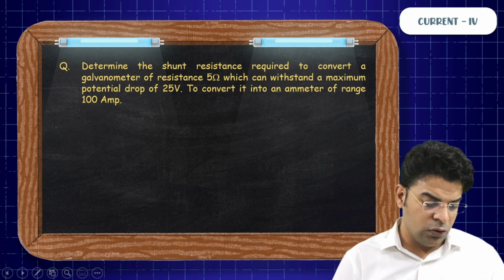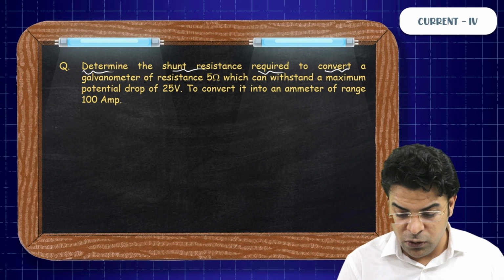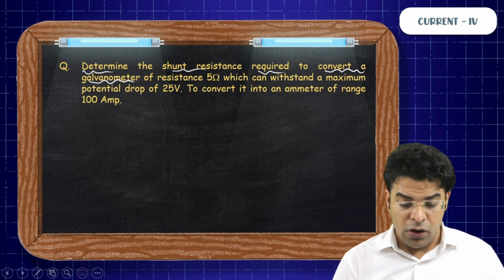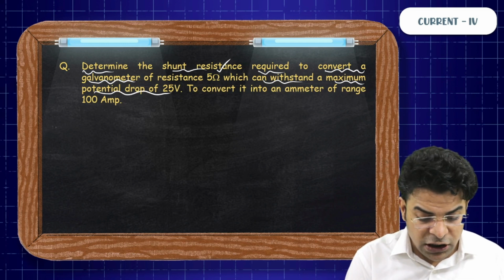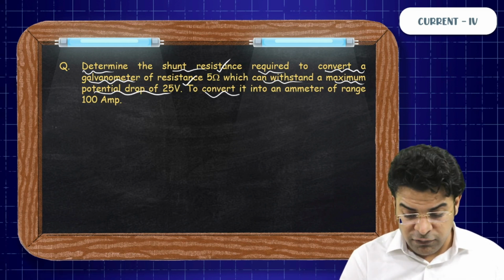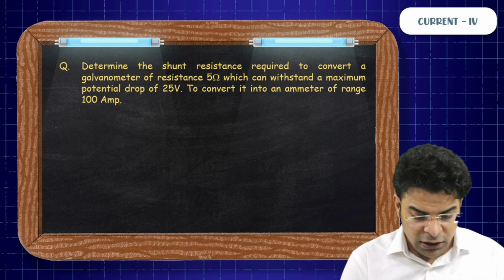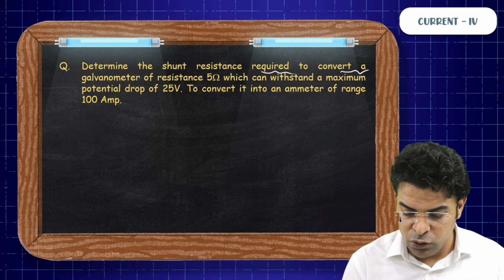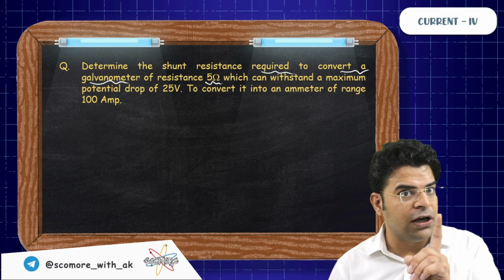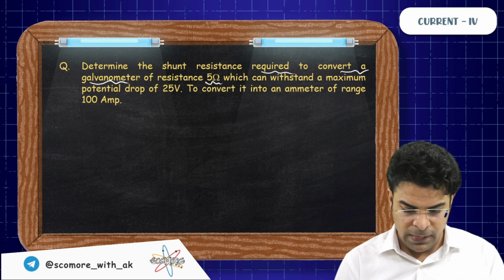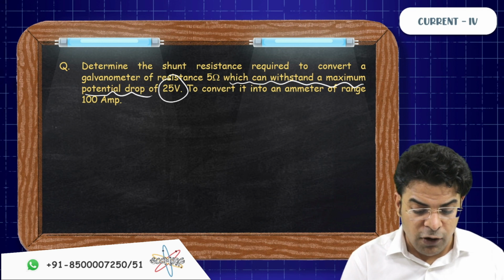Let's move on to a question. Determine the shunt resistance required to convert a galvanometer of resistance 5 ohm, which can withstand a maximum potential drop of 25 volt, into an ammeter of range 100 ampere. Once more, determine the shunt resistance required to convert a galvanometer of resistance 5 ohm, which can withstand a maximum potential drop of 25 volt.